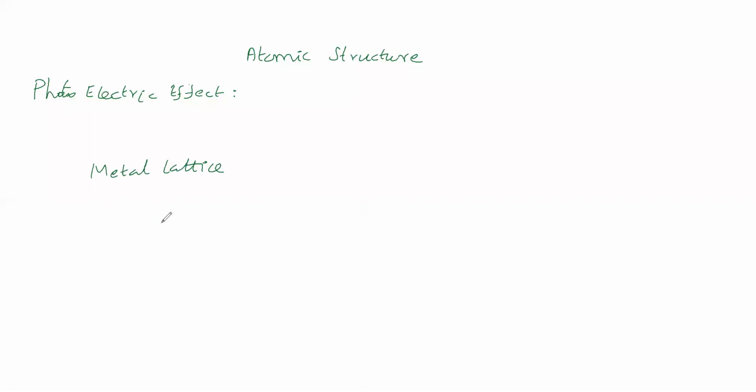This metal lattice consists of metal atoms. So here is one metal atom, and here a free electron. The metal atoms are present like this and the free electrons are present like this. Okay. Now it is exposed to radiation. The metal lattice is exposed to radiation. So radiation comes.